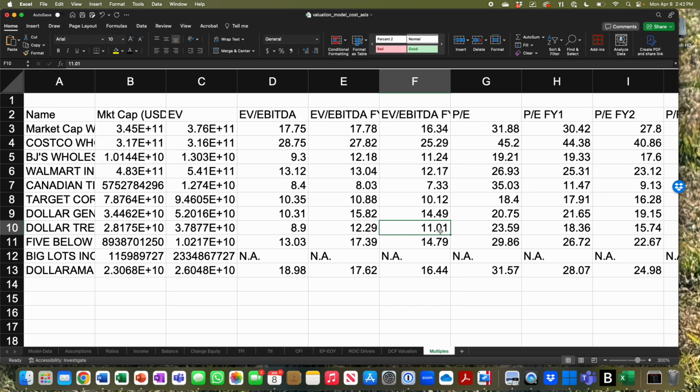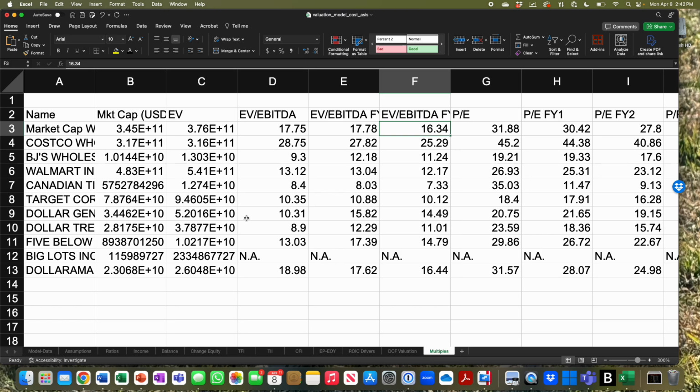Okay? So the first row is the market cap weighted average. And then we have each of the companies. Right? But here's the point. Right now, for forward year 2, the EV to EBITDA multiple of Costco is 25.29, and the industry average, based on all the companies on this list, is 16. Okay, Costco being, if you look at all these numbers, the highest EV to EBITDA multiple on this list.